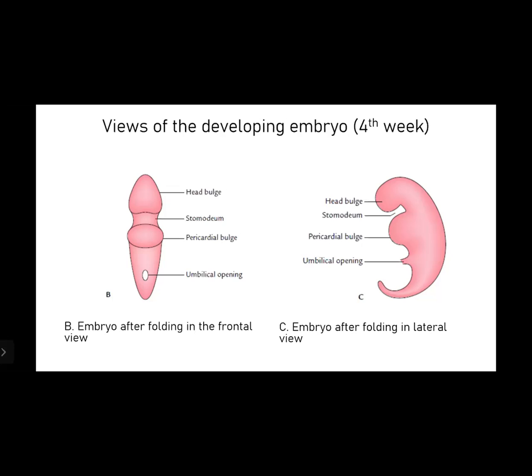You can see the head bulge, this is just a diagrammatic representation, obviously. Then you have the pericardial bulge, and then you have the stomodeum there, and then there's the umbilical opening. If you don't follow that, you can just look at the lateral view there. So you can compare the two and see how it would be. It's just a 3D image for you to better understand.